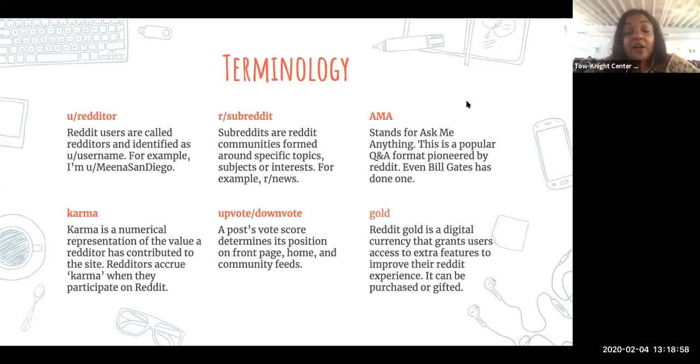Now, upvoting and downvoting. A post's vote score basically determines its position on the Reddit front page, on home feeds, on community feeds, and things like that. People tend to upvote things that they'd support and think should be doing better, and downvote things that they think maybe are doing too well.